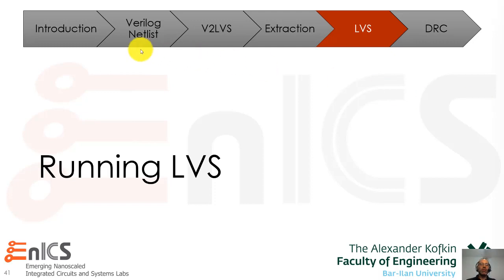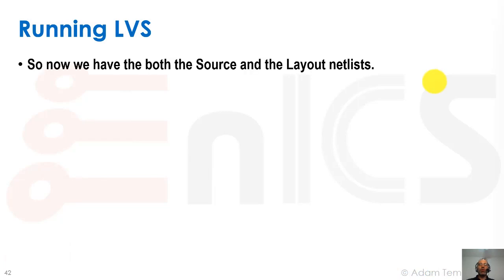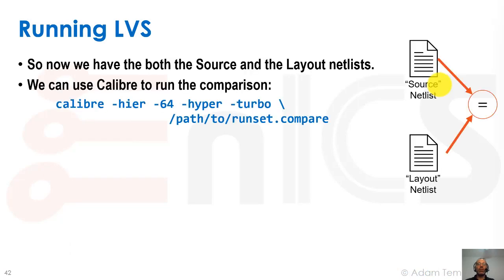Okay, so we discussed the basic introduction, which is the overview of how the LVS flow runs. Then we described how we get our netlist in Verilog out of the place and route tool. We ran v2LVS to provide our source netlist. Now we ran extraction and we have our layout netlist. So we have both the source and layout, and now we can go into actually running the LVS comparison. So now that we have both, we can use Calibre to run the comparison.